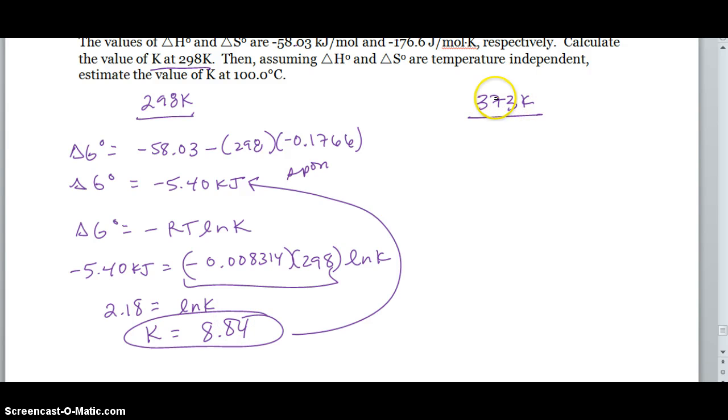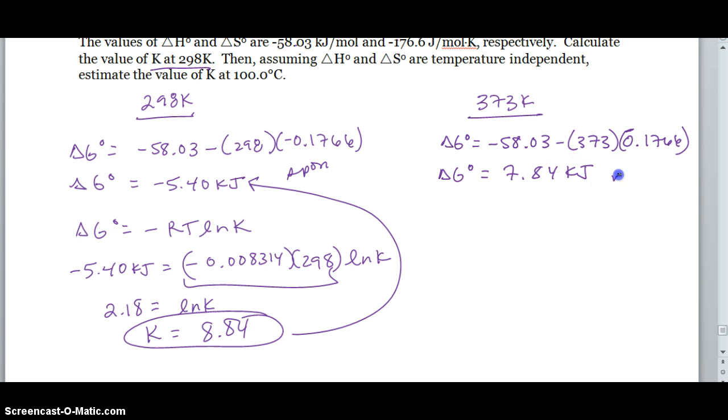Okay, so now we're going to recalculate it for 373, and so to get the delta G°, delta H and the delta S are the same, but now we're going to plug in this temperature. Now, really, that's a negative 0.1766. Now really, these guys do change a little bit with temperature, but it's not an appreciable change, so it's not a huge deal. So for this, we get 7.84 kilojoules. So now we've got a non-spontaneous, right? So at a higher temperature, this becomes a non-spontaneous reaction.